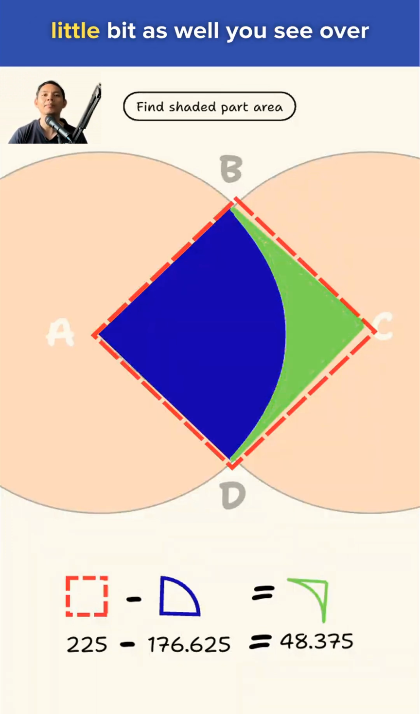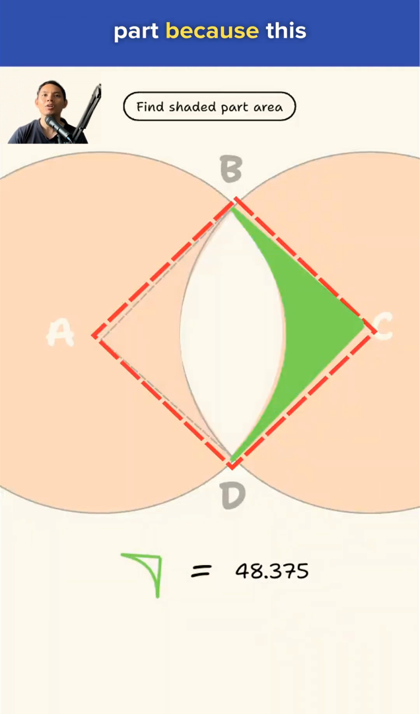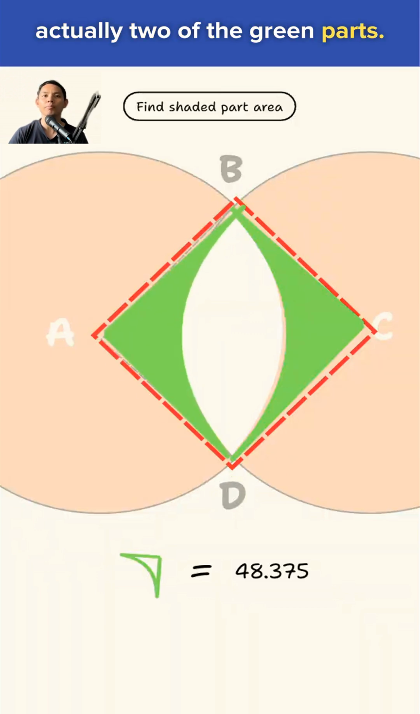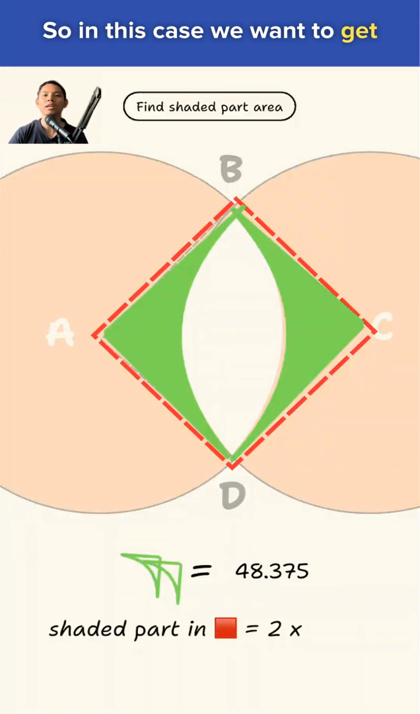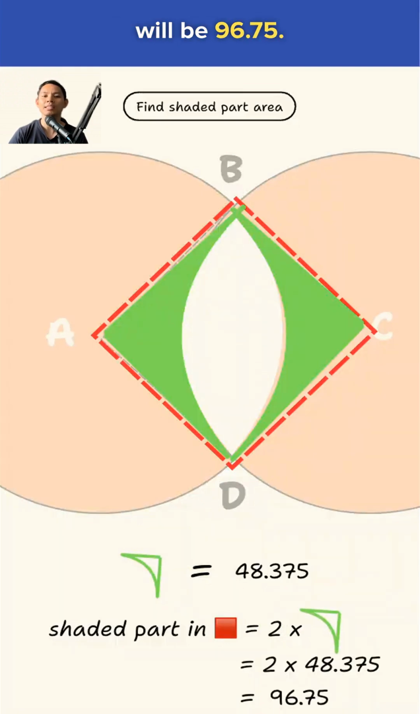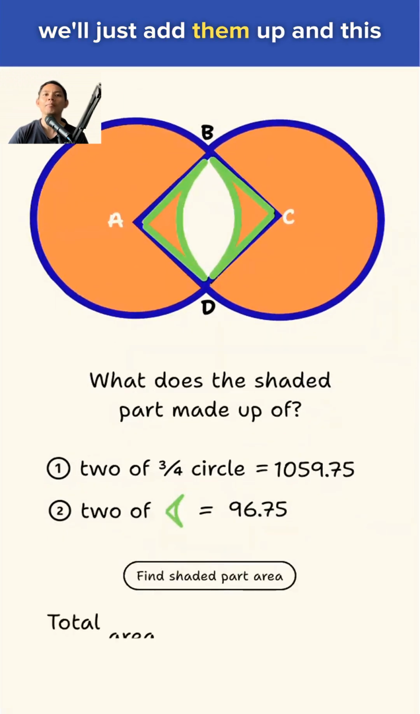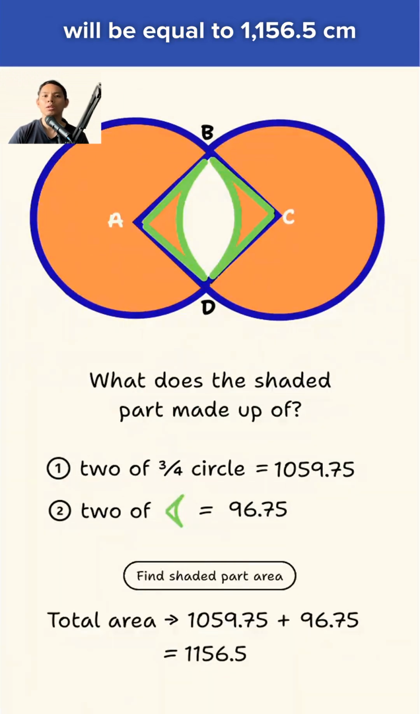So let me just highlight it a little bit as what you see over here. So now we know one green part because this leftover shaded area is actually two of the green parts. So in this case, we want to get two times of the green part, which equals to, in this case, it will be 96.75. So now we know the two parts that makes the shaded area. Then we'll just add them up, and this will be equal to 1156.5 centimeters square. And that's how you solve this hard PSLE math question.